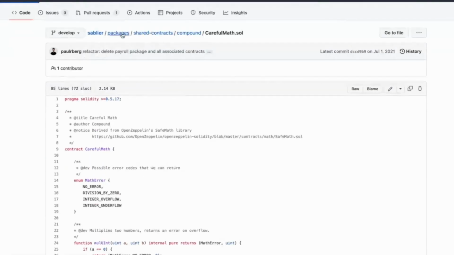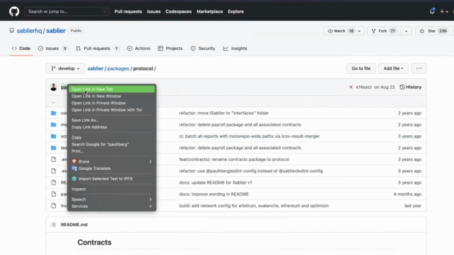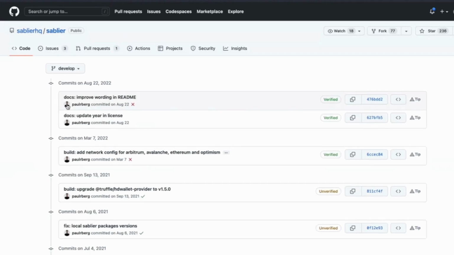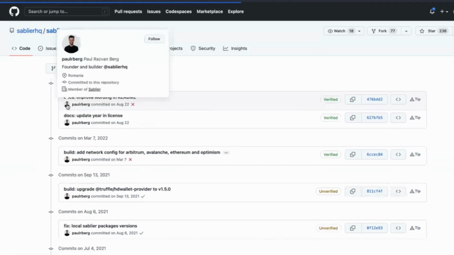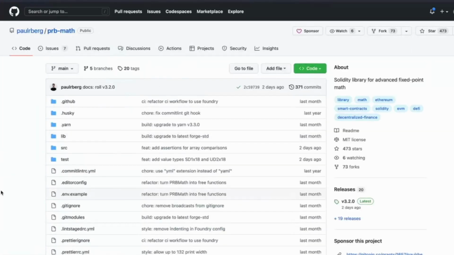Okay, we got a bit distracted there. Because what's interesting is they use careful math and OpenZeppelin safe math instead of Paul R. Berg's. He just the other day released V3. How do you click on the person's profile? He released PRB Math version 3. Oh, this is version 1, I think. But like that stuff, the Sablier thing we're looking at was like 2-3 years ago.